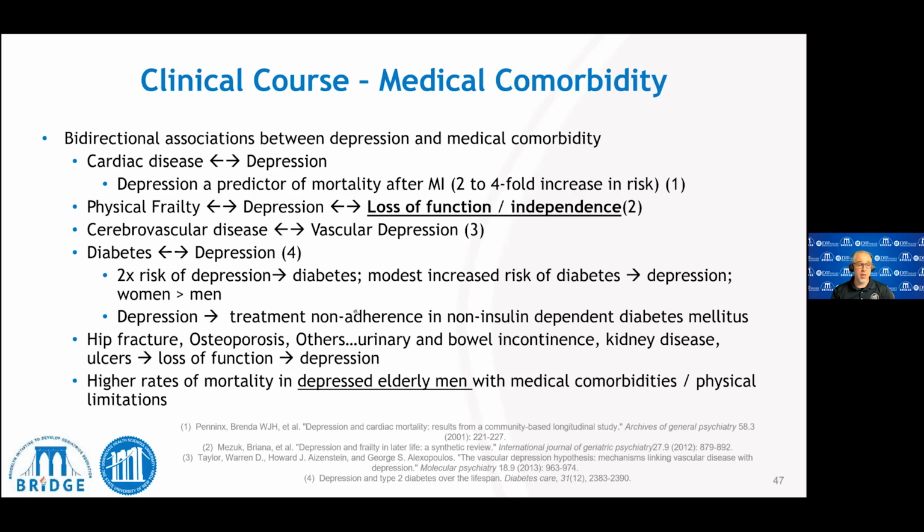There's a twofold risk of depression in folks with diabetes, and a moderate increased risk of diabetes leading to depression. There's a greater risk in women over men. Hip fractures, osteoporosis, other things that involve a loss of function or a perceived loss of function drive depression, the same cycle I mentioned a minute ago. And there are higher rates of mortality overall in depressed elderly men with medical comorbidities and physical limitations.